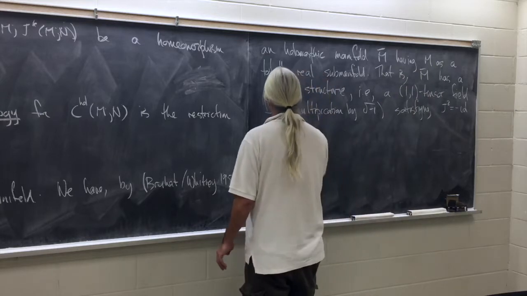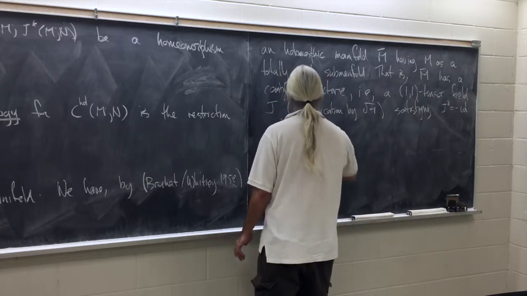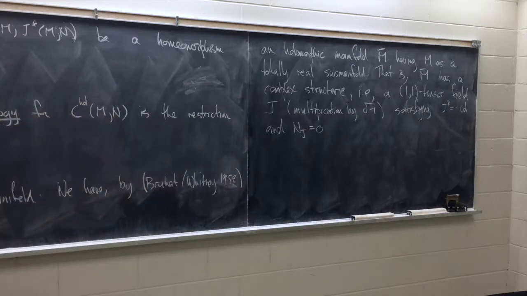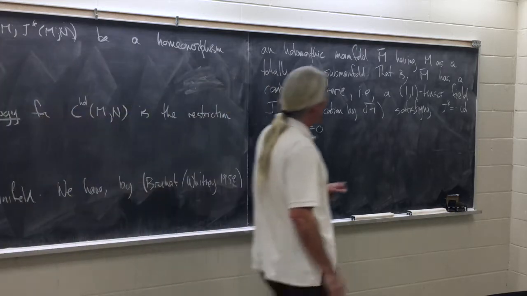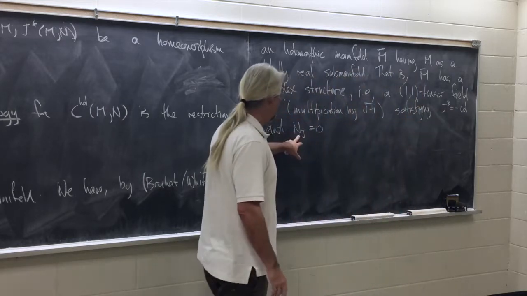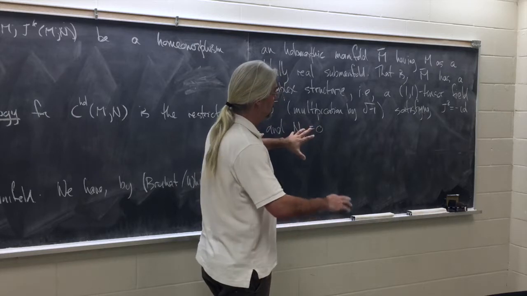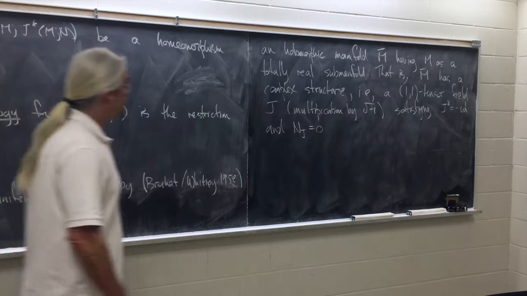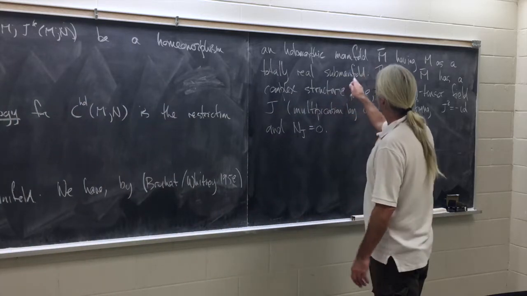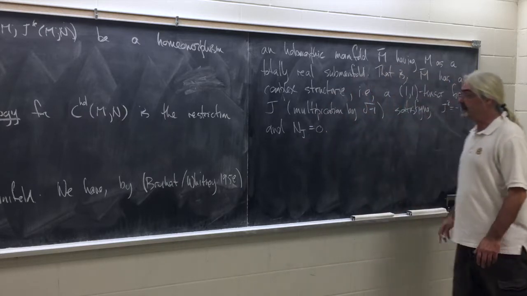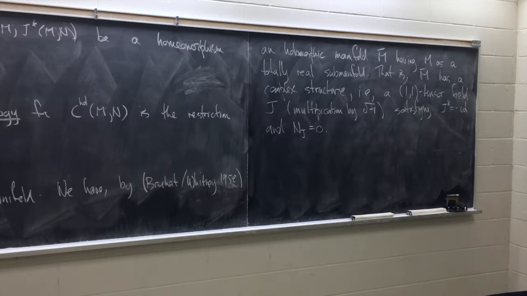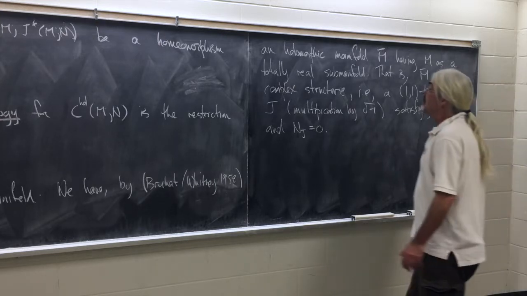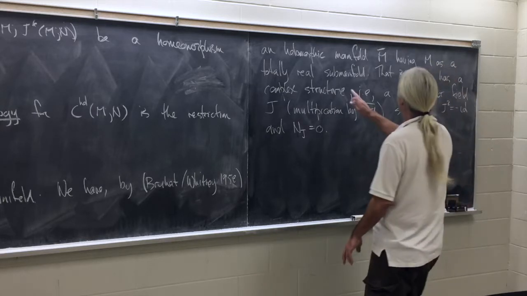And the other condition is that its Nijenhuis tensor vanishes. That's an integrability condition. So this is like a linear condition that can be checked locally in a coordinate chart. The equivalence of this thing being a holomorphic manifold to the integrability condition of the Nijenhuis tensor is a difficult result of Newlander and Nirenberg in the late 50s. All right. So I'm saying what totally real means.